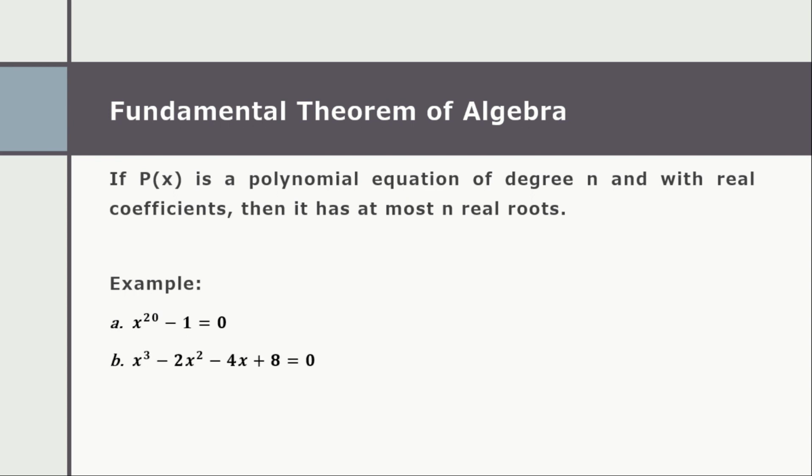Example letter B. x raised to 3 minus 2x raised to 2 minus 4x plus 8 equals 0. The degree of the given equation is 3. Therefore, at most, we have 3 real roots. Finding the roots of polynomial equations. In doing that, we have 3 methods.